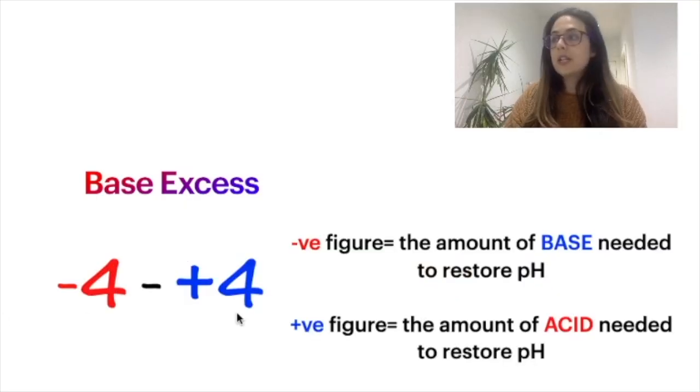So essentially, the more negative the figure, the more acidotic the sample, the more base we would need to restore that sample to normal pH. And the more plus the figure that we get from our machine, the base excess, the blood gas machines generally give you a figure, and it's that figure that's saying, this is the amount, let's just say it was a plus figure, this is the amount of acid you would need to restore that sample to a normal pH. That's essentially what it's telling you.